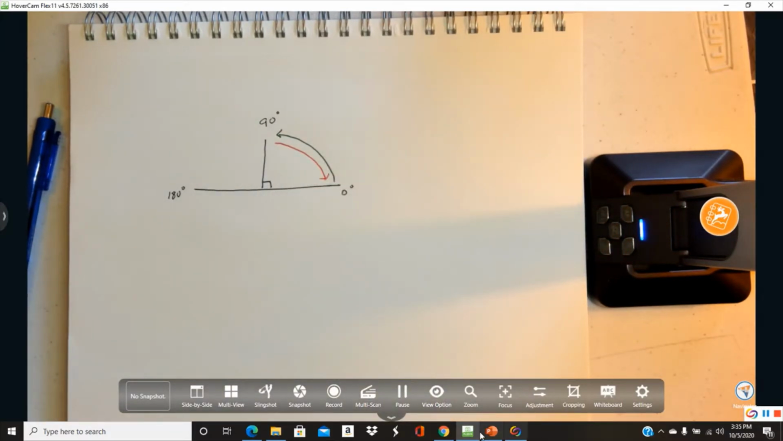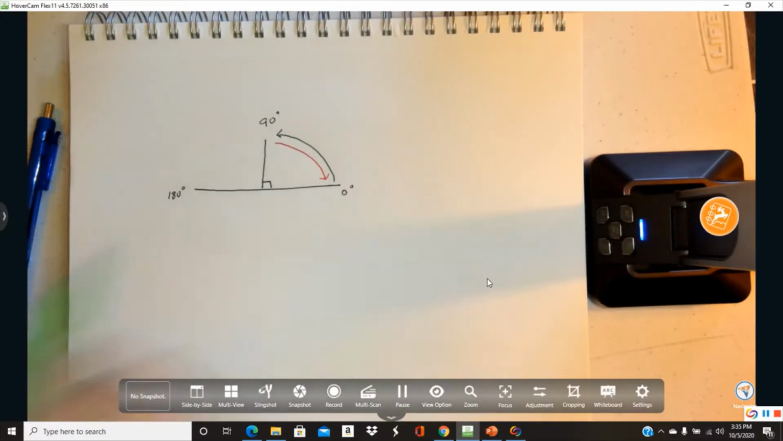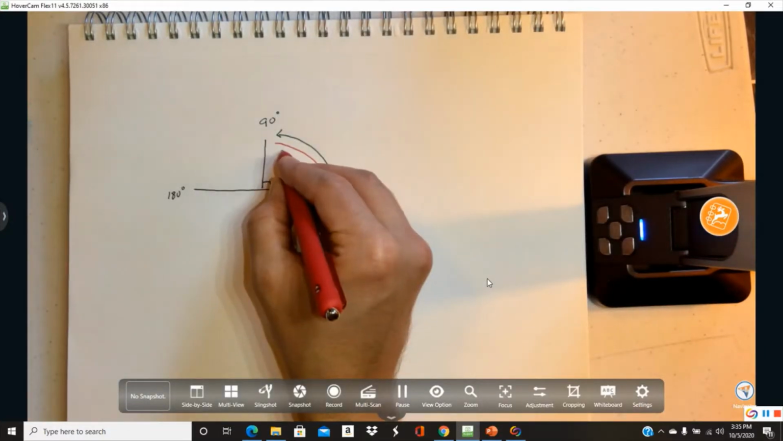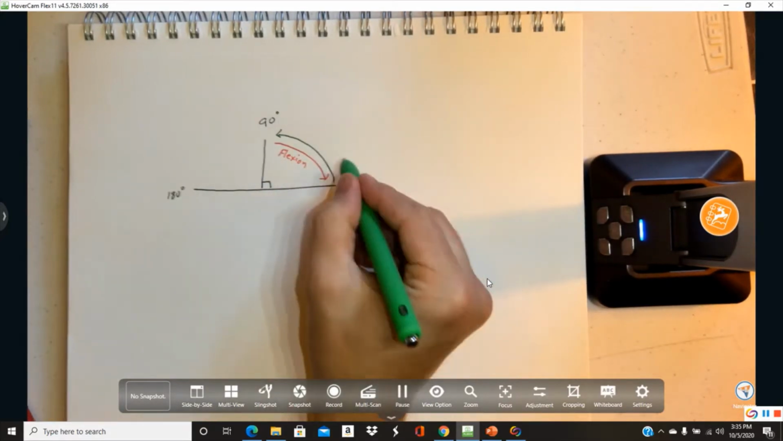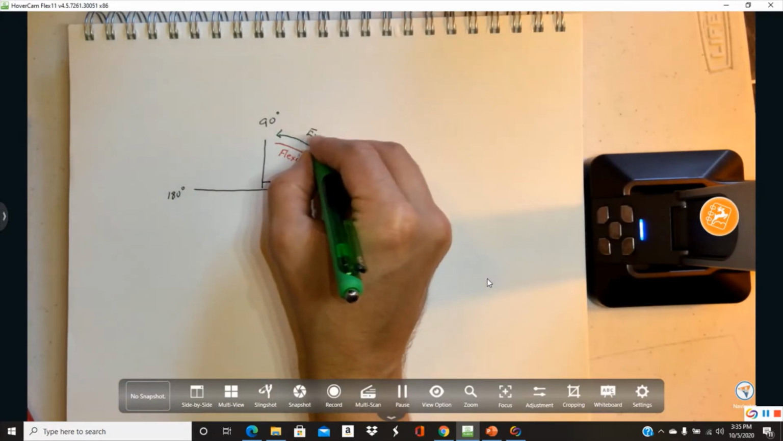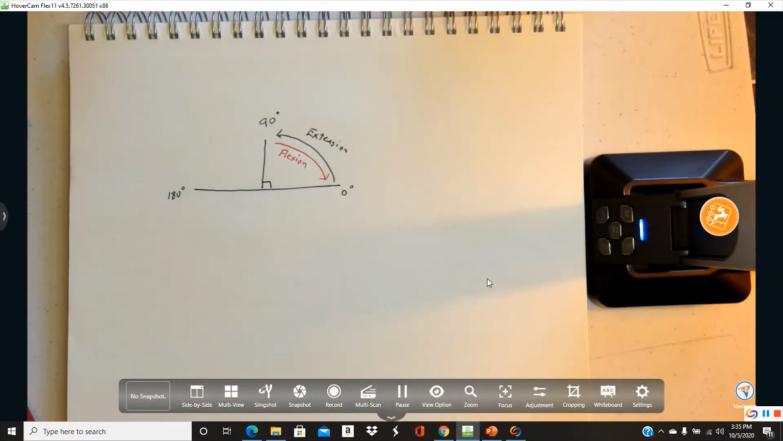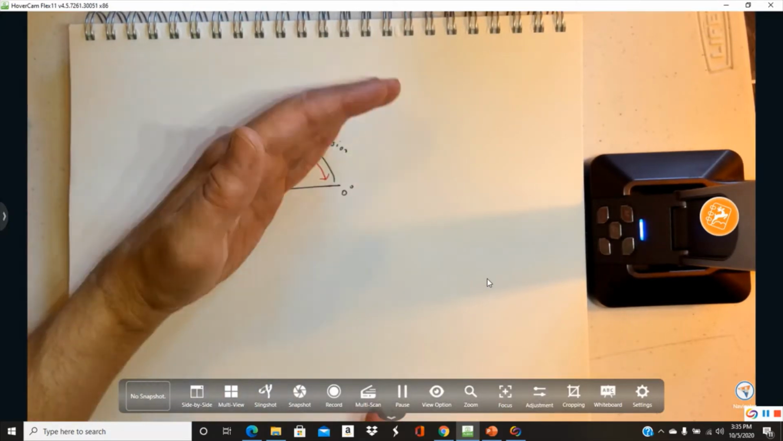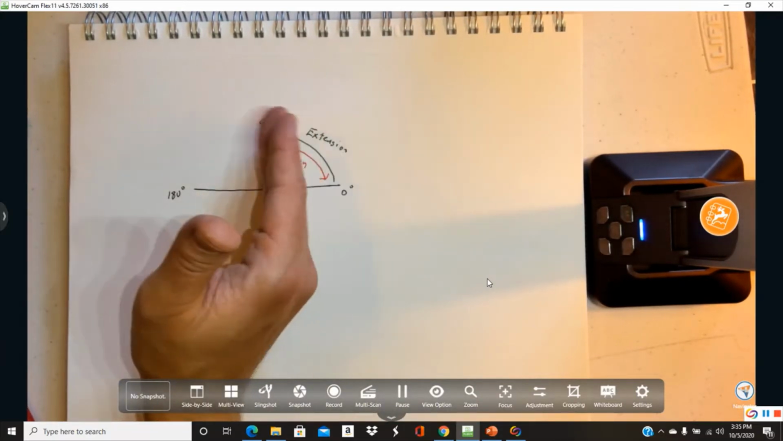Now, that is two movements that we can produce. Flexion reduces the angle between two articulated bones. So here in red, we are reducing it. That is flexion. And here I'm increasing and opening it up. That is extension. Now, remember, flexion reduces the angle. If I go from 90 to closer to 0, like 90, 45, 0. Or if I'm going 0, 45, 90, I'm increasing when I go that way.